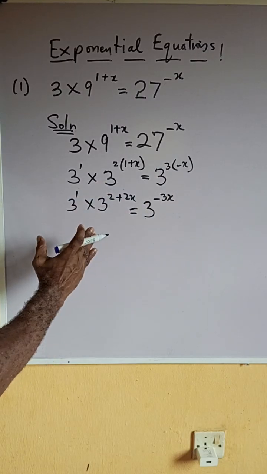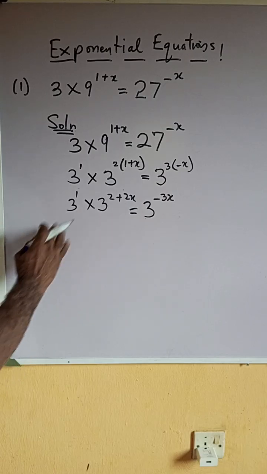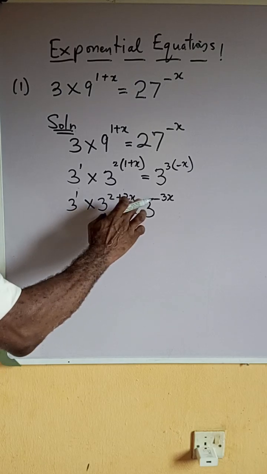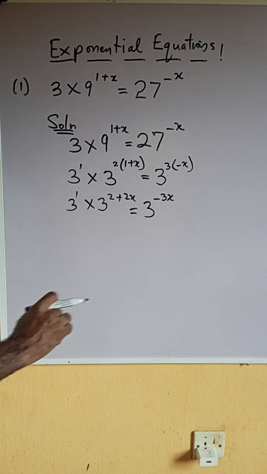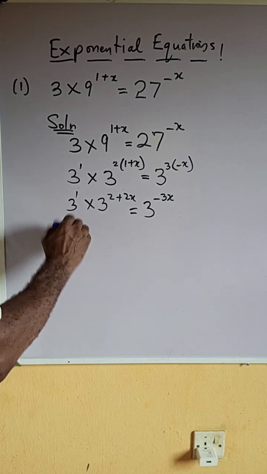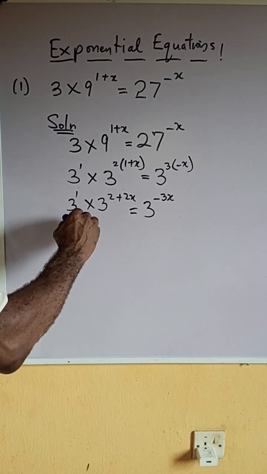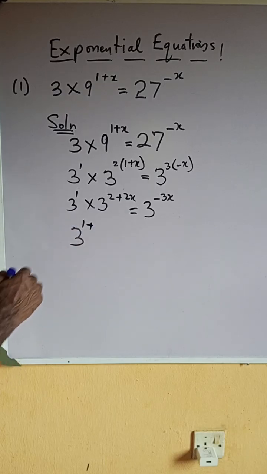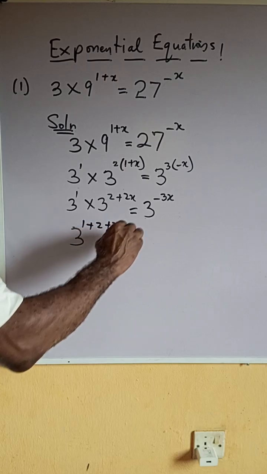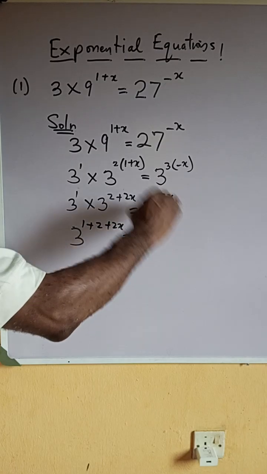Alright, so now let us consider the expression on the left hand side. You can see that 3 raised to the power 1 and 3 raised to the power 2 plus 2x are expressed in the same base. So we shall take one of the bases and then add their powers, so that 3 raised to the power 1 plus, okay, 2 plus 2x is equal to 3 raised to the power minus 3x.